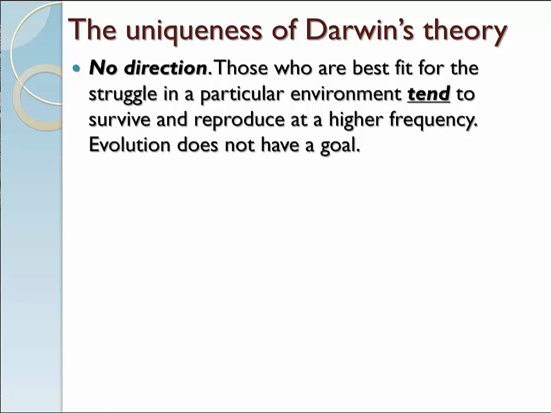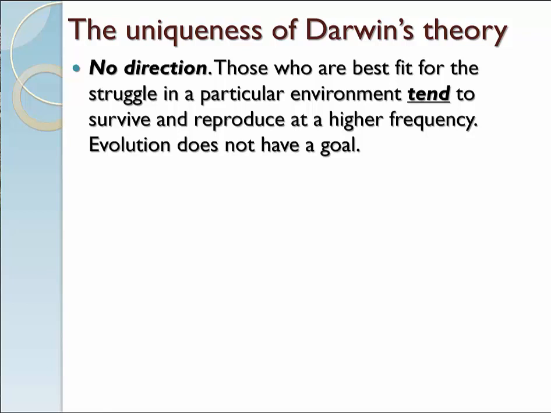But Darwin's theory doesn't allow for progress. There's no direction. Like I said, if the environment changes, it sort of reshuffles the deck. And what was successful in a previous environment might not be successful in the new environment.